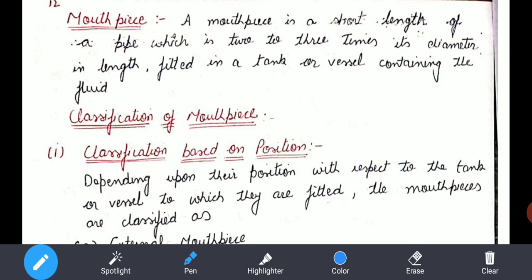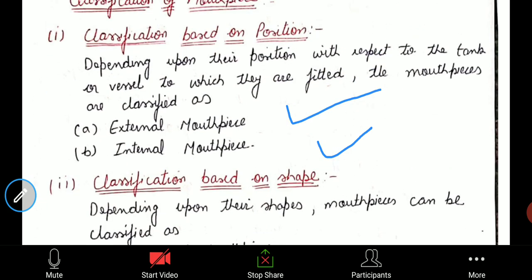Today we will discuss one by one all of them. First of all, classification of mouthpieces, like orifices. Based on different criteria, mouthpieces are classified under different categories. First of all, classification based on position, that means where it is fitted in the tank. Either it is fitted at the bottom or it is fitted on the sides. According to its position, the mouthpieces are classified into two types: one is external mouthpiece and the other is internal mouthpiece.